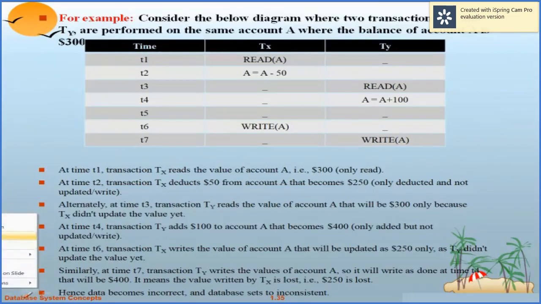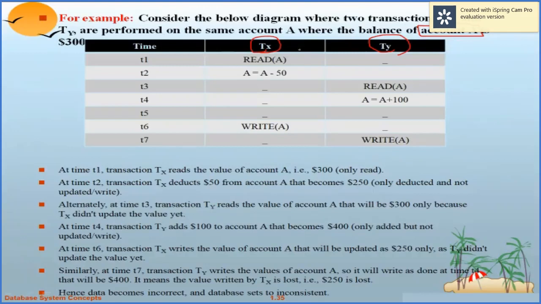So assume I have two transactions, TX and TY. And all these transactions are happening on an account A. There's an account called A, and I'm trying to perform the transactions. There are two types of transaction, TX and TY, on the same account A.